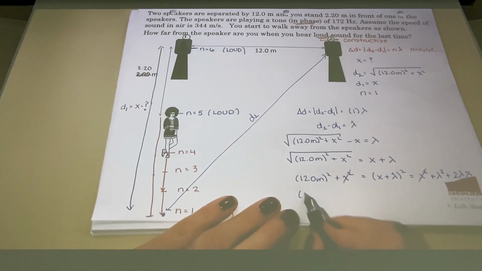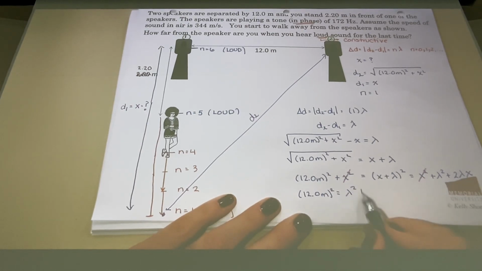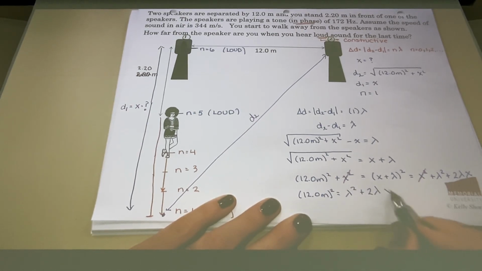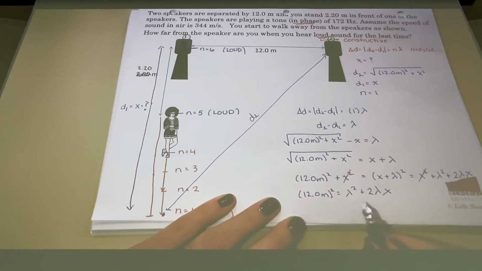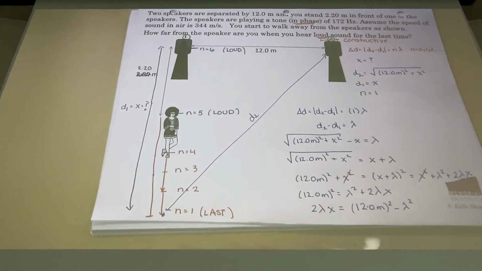So 12 meters squared equals lambda squared plus 2 times lambda times x. So 12 meters squared minus lambda squared is 2 times lambda times x. And then to get my x, I'll just divide both sides by 2 times lambda.